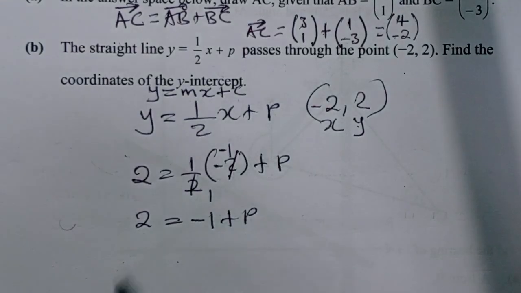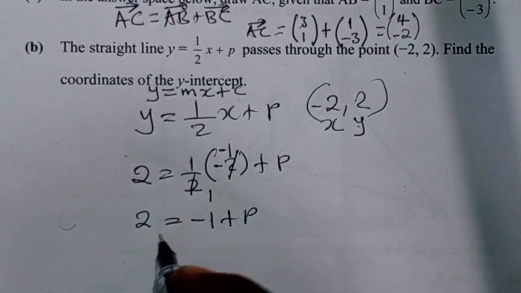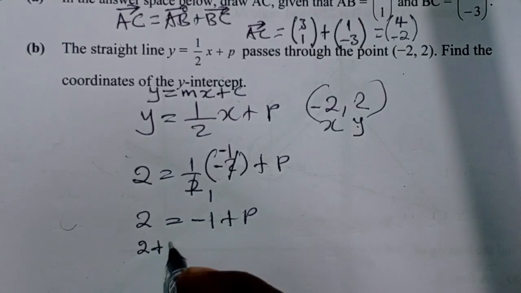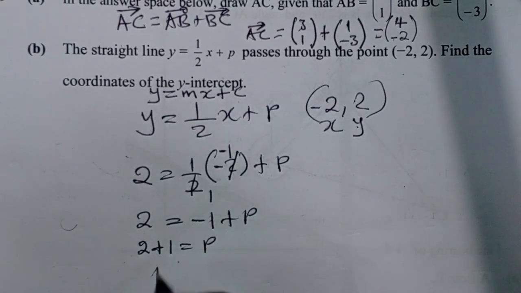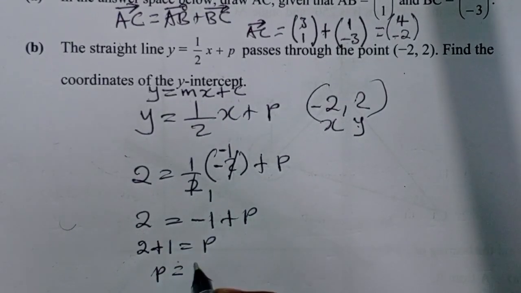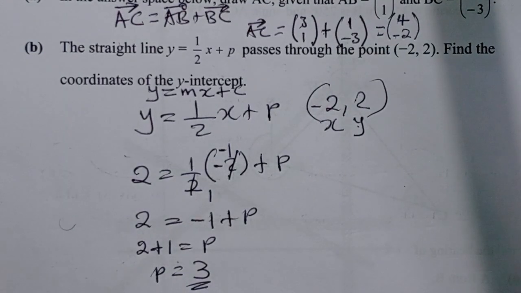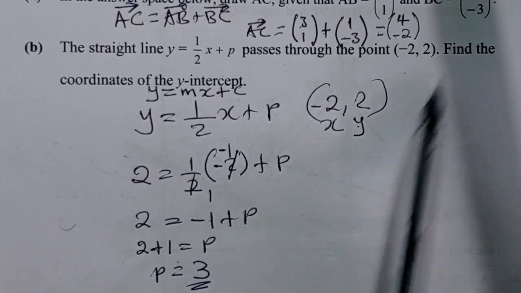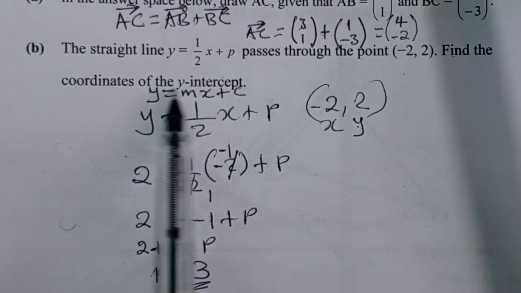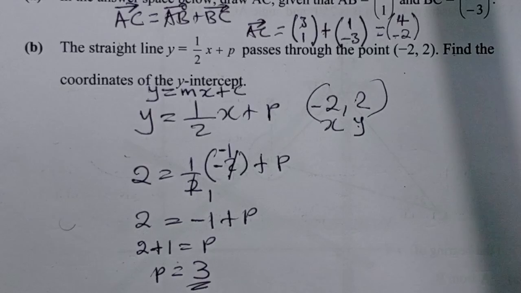From there, you collect the like terms. This is negative; when it comes here, it will be positive 1. So p is equal to 2 plus 1, it is 3. So 3 is the value of p. But remember, the question is demanding the coordinates of the y-intercept. So what is the y-intercept?